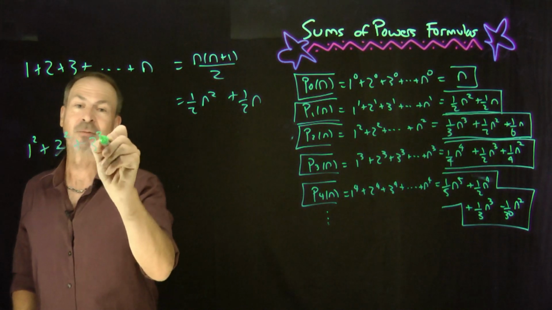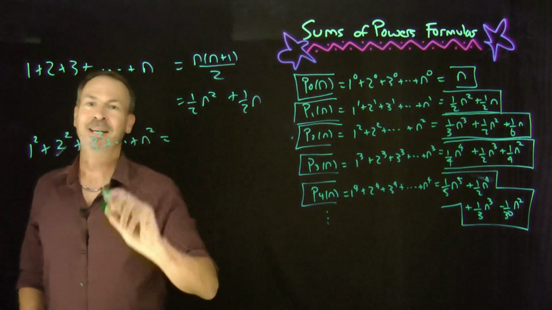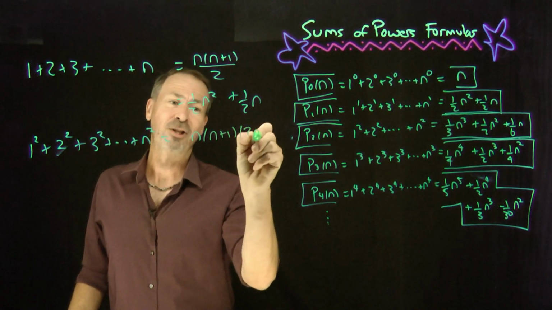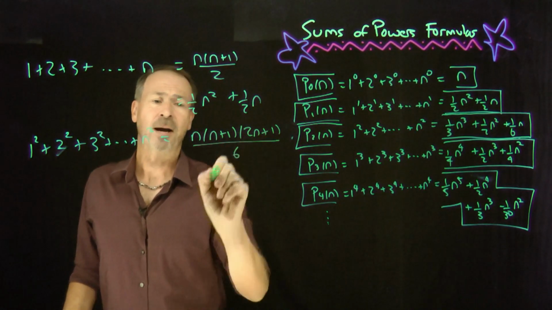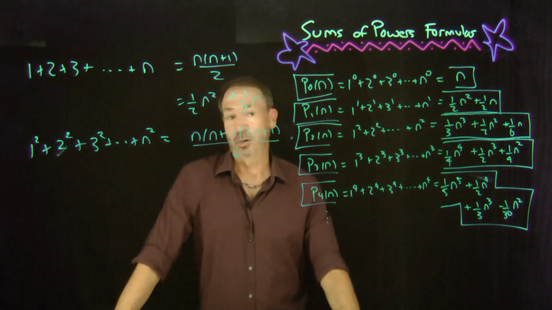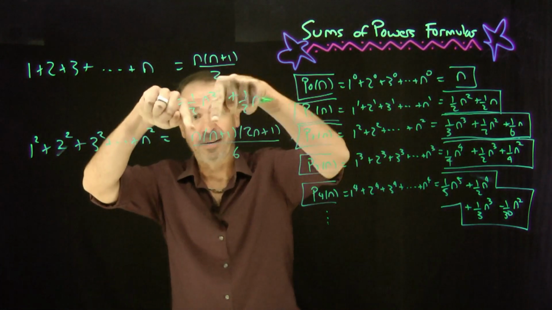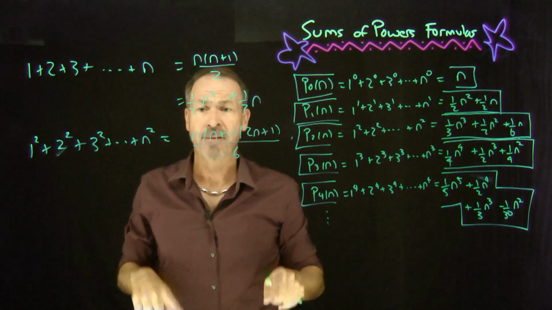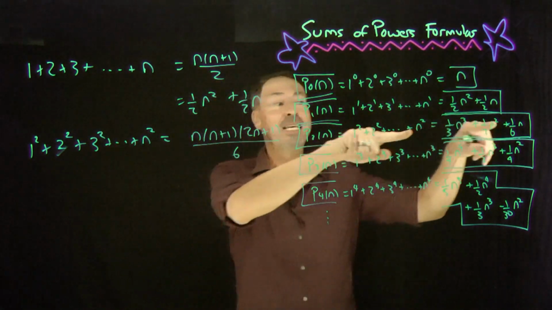1 squared plus 2 squared plus 3 squared, as high as you want, up to n squared, turns out to be given by this formula: n times n plus 1 times 2n plus 1, all divided by 6. And if you like, we could expand that out as well. We'll get n cubed on the top and n squareds and n's, all divided by 6. In fact, if you do expand it out, you get this formula.